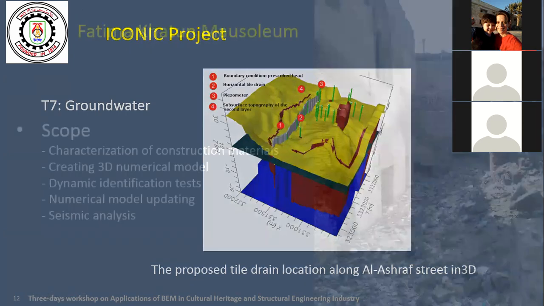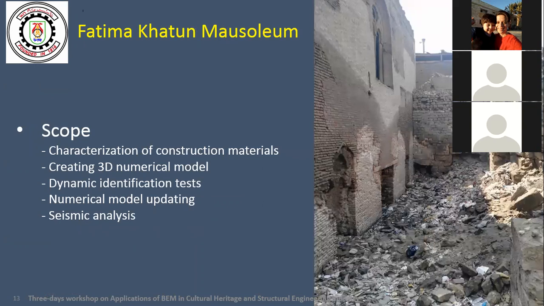Okay, now back to our monument, Fatma Khatun Mausoleum. In order to start the theoretical modeling, you need a lot of in-situ measurements, characterization of the construction material, and measurements of the geometry in order to create a 3D model. We've used dynamic identification tests to measure the frequencies and then went back to the model to update it with these values. And the final task, which is yet to be done, is the seismic assessment of the entire structure.